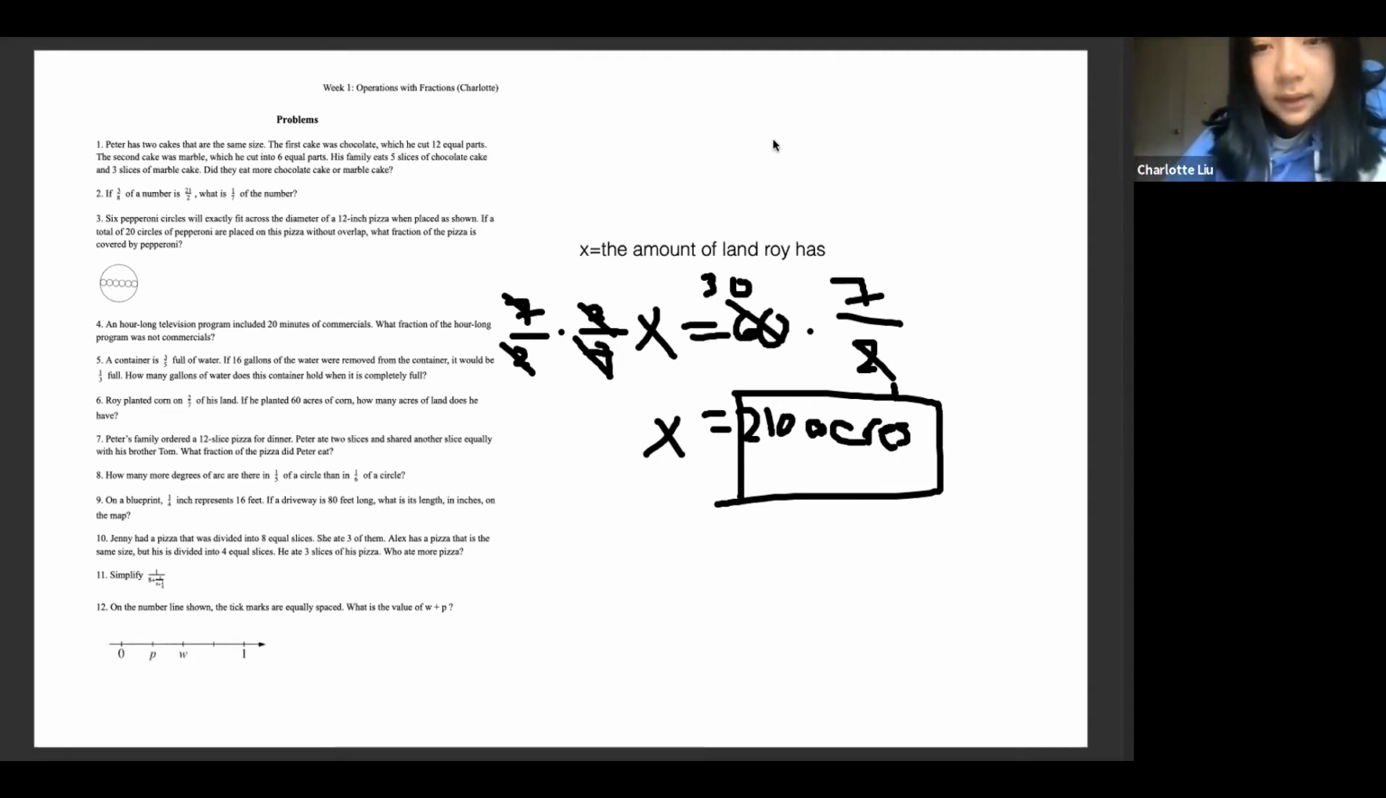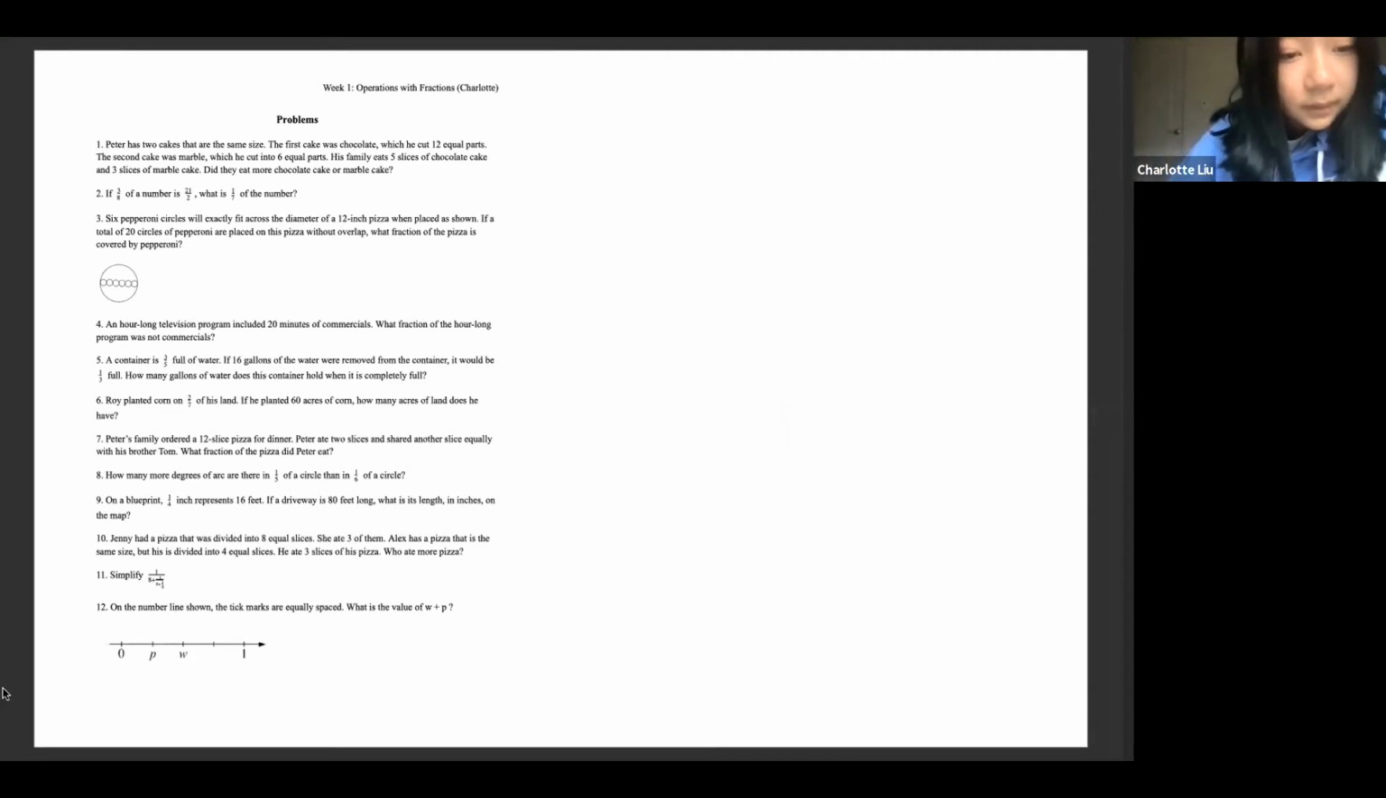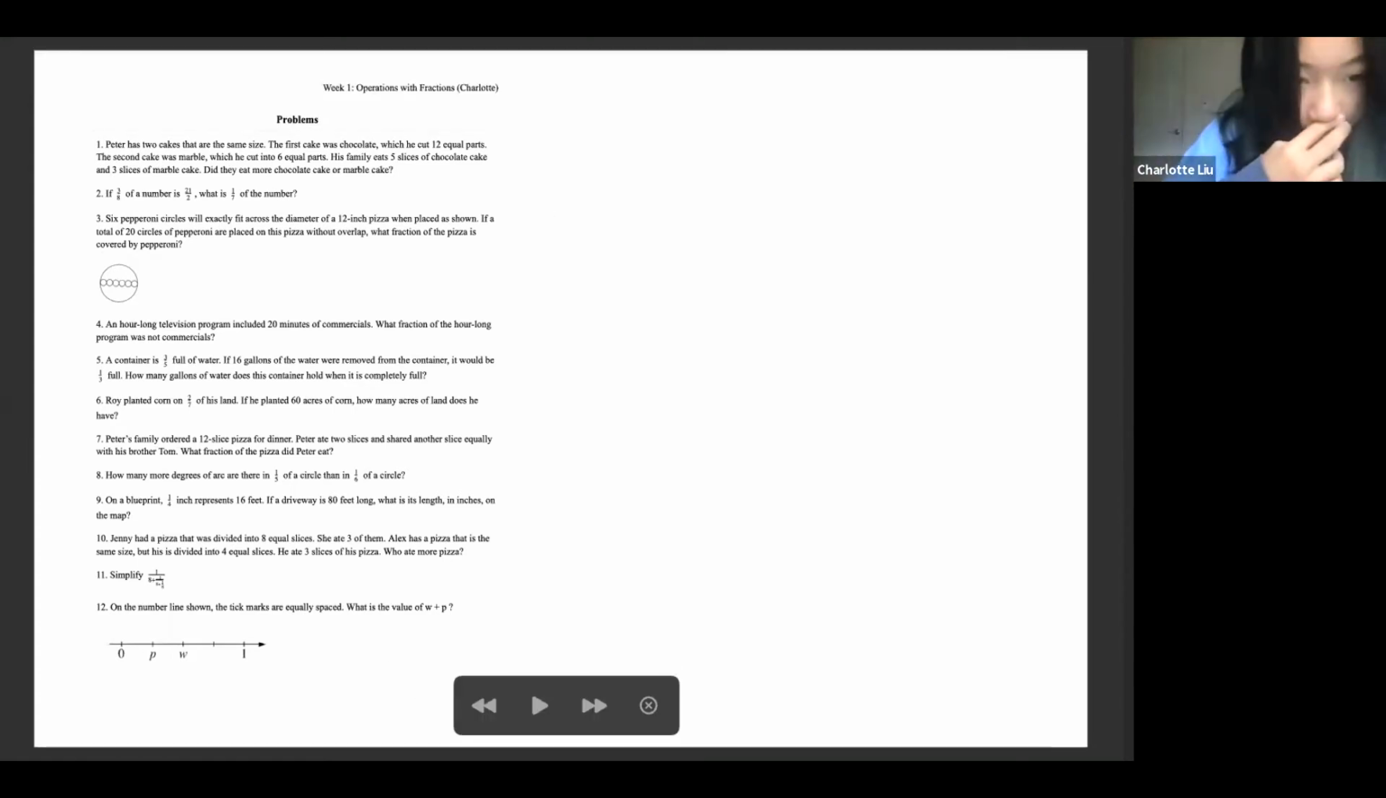Okay, so the next question. Peter's family ordered a 12-slice pizza for dinner. Peter ate 2 slices and shared another slice equally with his brother Tom. What fraction of the pizza did Peter eat?